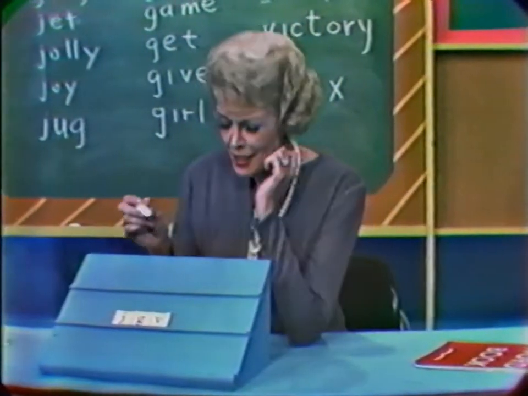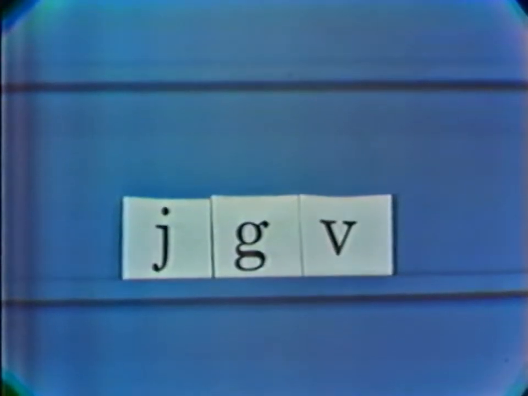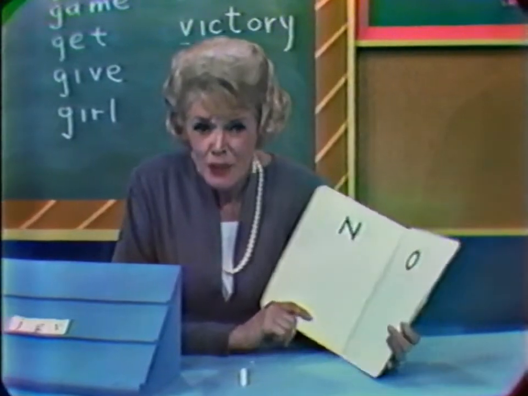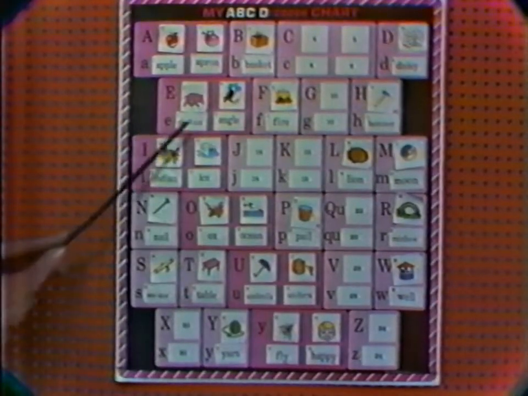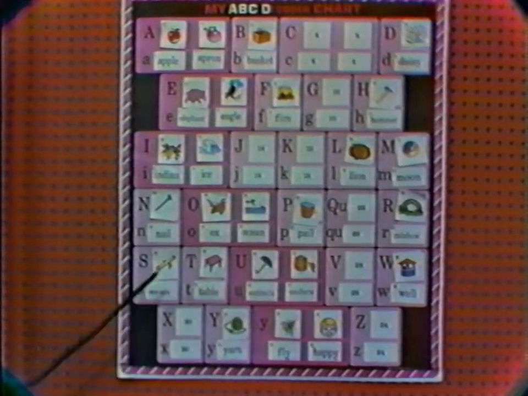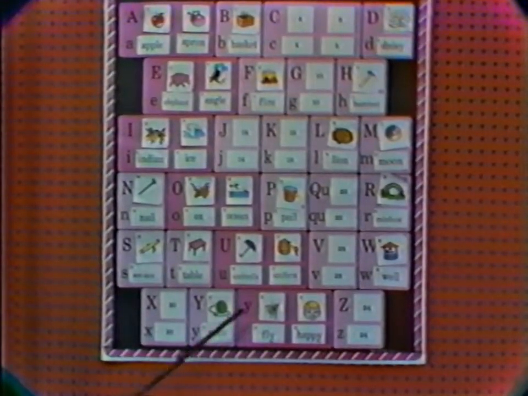Homework. Make letter cards for J, for G, and for V. And now that you know all the letters, why not start your own word book? Now ask Mommy for a notebook or some paper, and you'll need about 3 pages for every finger on both hands. Then at the top of each page, paste on one of your letter cards, a different letter for each letter of the alphabet. And remember, A, B, C, D, E, F, G, H, I, J, K, L, M, N, O, P, Q, R, S, T, U, V, W, X, Y, and Z.